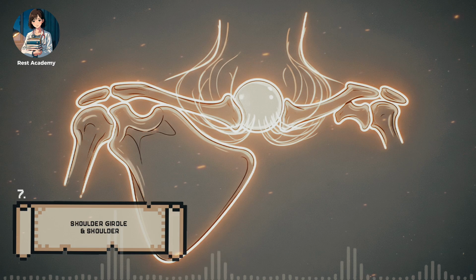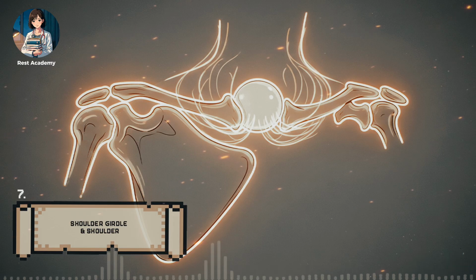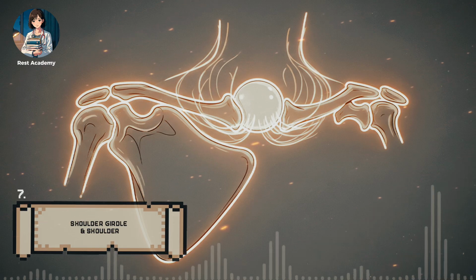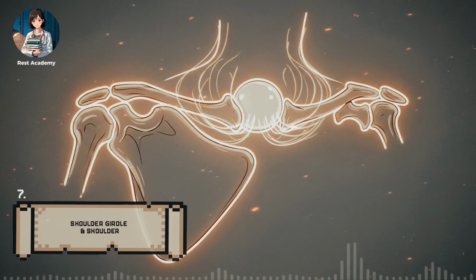The SC joint is a saddle-type synovial joint with an articular disc that divides it into two cavities. Strong ligaments, anterior and posterior sternoclavicular, interclavicular bridging the top of the manubrium, and costoclavicular tethering to the first rib, permit elevation, depression, protraction, retraction, and axial rotation.